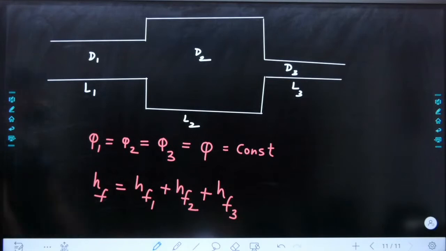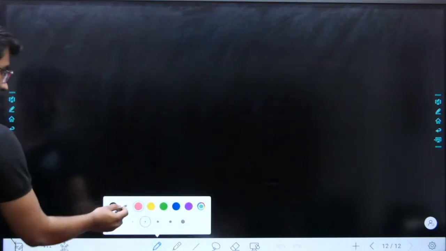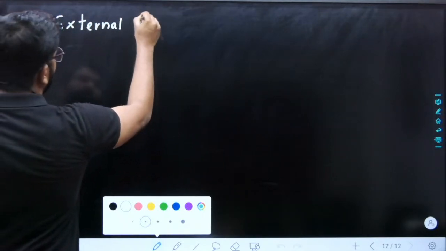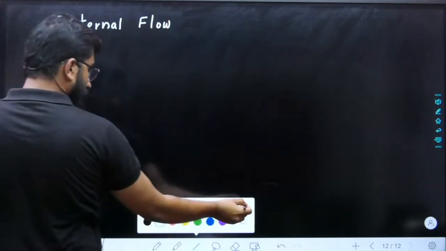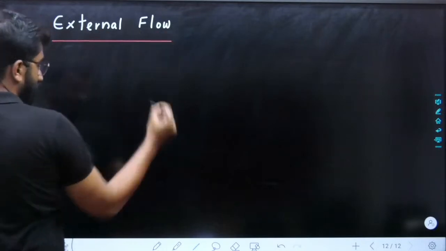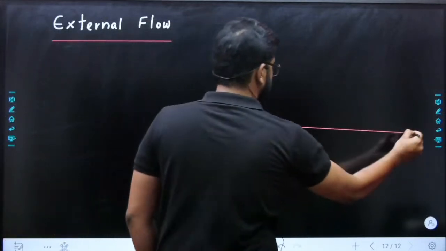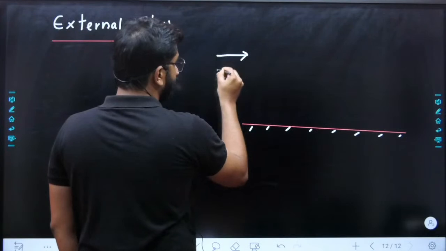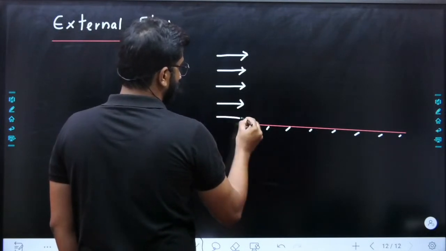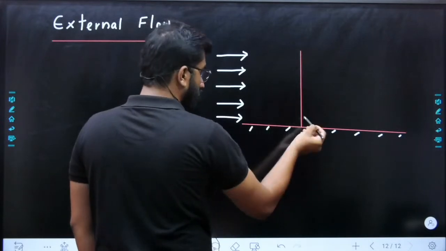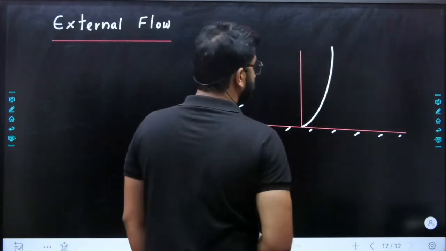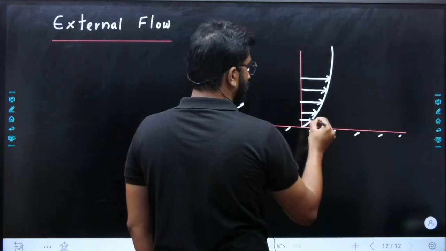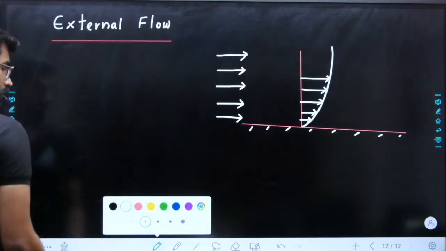Now, once internal flow is done, you have external flow. What is the speciality of external flow? You have a plate in this case. You have a plate. So you have a flow, and you will have a boundary layer formation like this. Okay, so this will be now the boundary layer thickness.